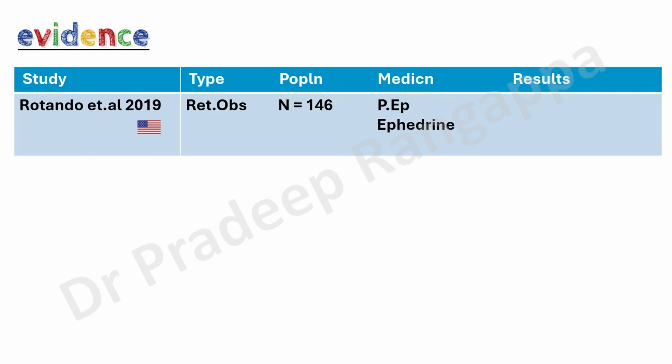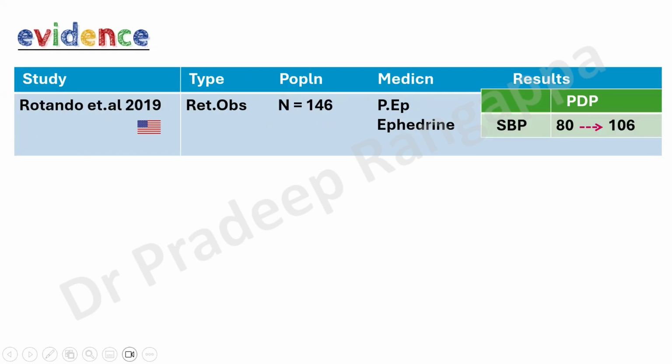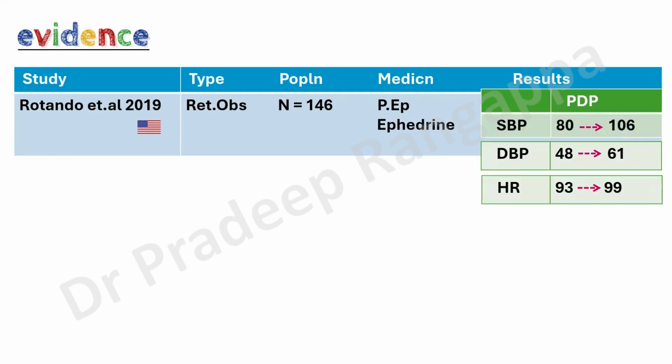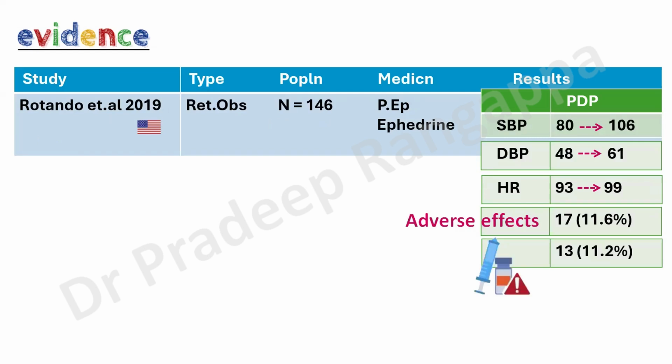So this was another study, Rotando et al., again a retrospective observational study, 146 patients, where they used phenylephrine and ephedrine. And here they showed blood pressure improved nicely from 80 to 106, diastolic blood pressure improved, heart rate improved from 93 to 99, and adverse effects was found to be in 11.6, and drug errors also was found in 11.2%. So these were some of the 5-6 studies that have been done in last 3 to 4 years, showing the utility of push dose vasopressors.